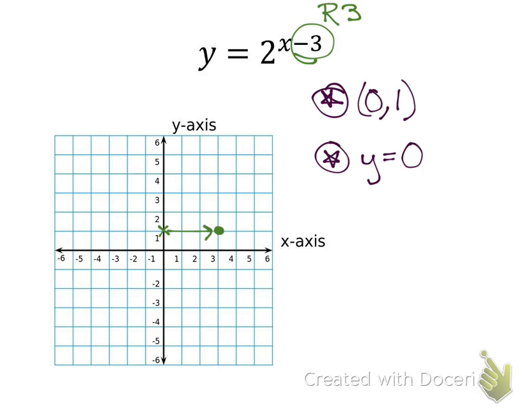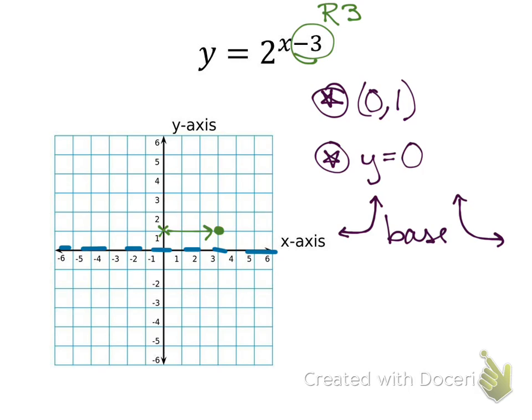The old asymptote, y equals 0, is moving right 3. Well, if I move that right 3, I'm still this horizontal line. Then you've got to determine, what about our base? The base is going to figure out, are we growing or are we decaying?